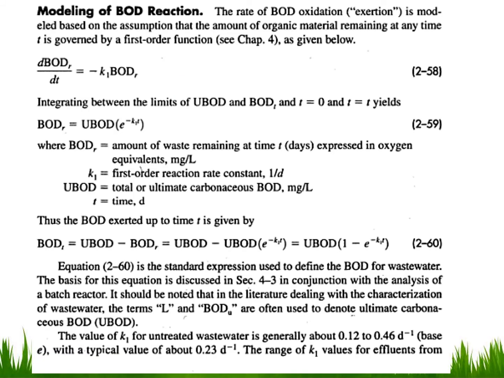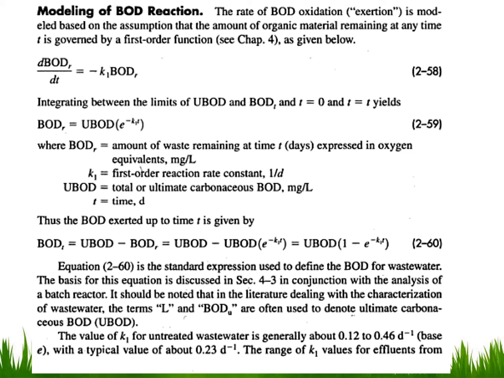Now this is again a brief description and kind of repetition of the previous slides, but maybe it will explain the concept more easily. The rate of oxidation exertion is modeled based on the assumption that the amount of organic material remaining at any time is governed by a first order function as given below. So this is the amount remaining.